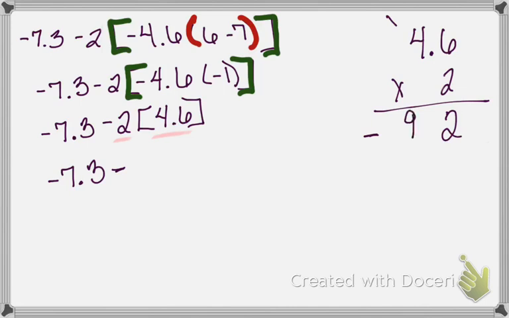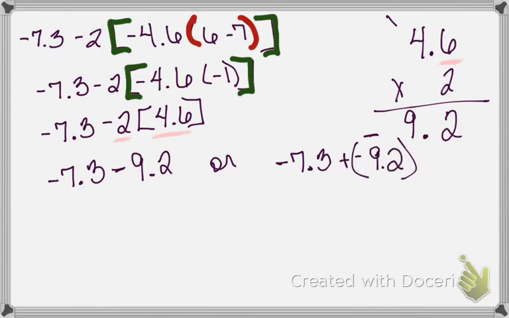Okay. My answer is not 92 or negative 92. How many decimal spaces did I have up here? 1. That's how many decimal spaces I've got to have in my answer. So you can think of this as negative 7.3 minus 9.2 or negative 7.3 plus negative 9.2. Either one is fine.